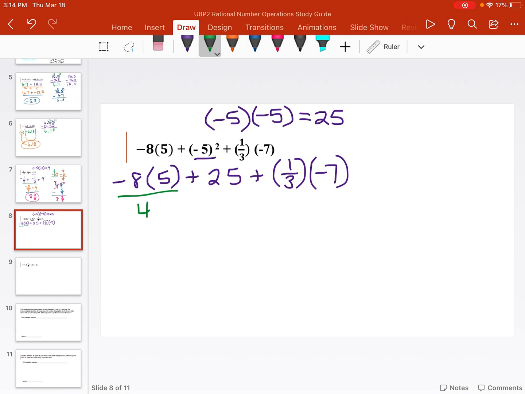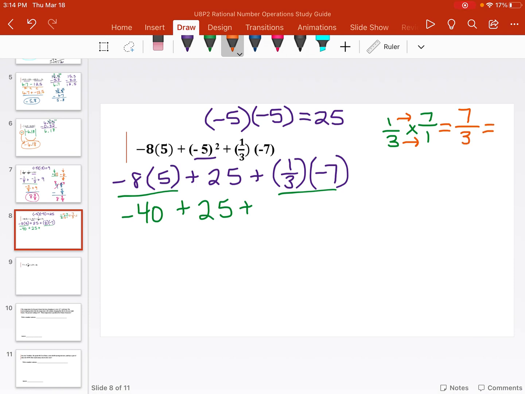8 times 5 is 40. A positive times a negative is a negative. Plus 25 plus, I'm going to go ahead and do this multiplication as well. 1/3 times 7 over 1. Remember, when we multiply fractions, we have to make them improper. And then we multiply straight across the top, straight across the bottom. 1 times 7 is 7. 3 times 1 is 3. And then we should simplify that.